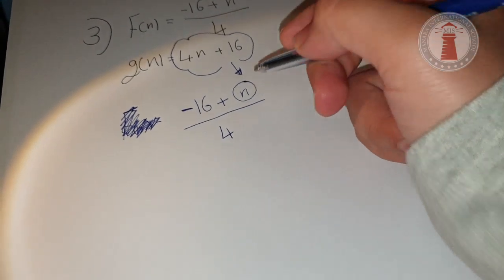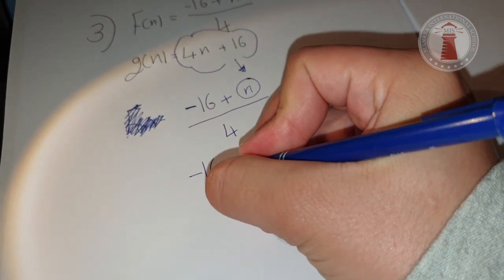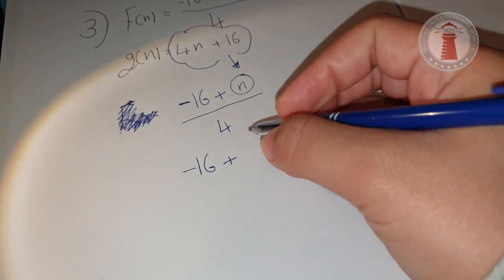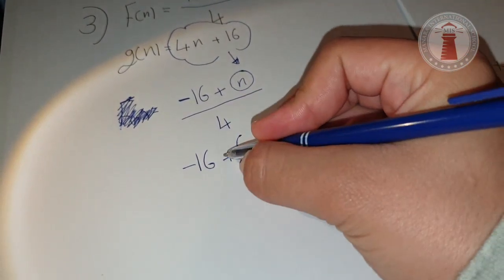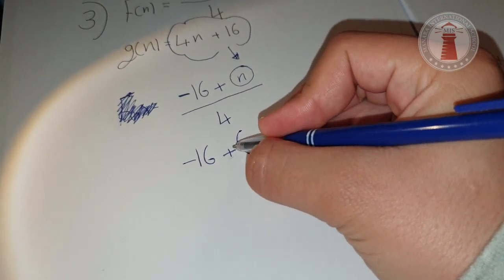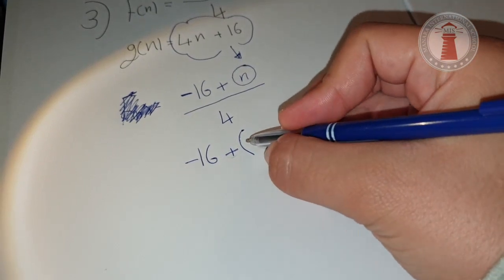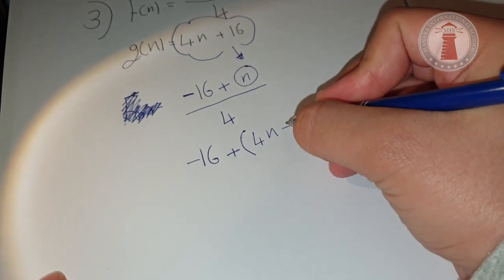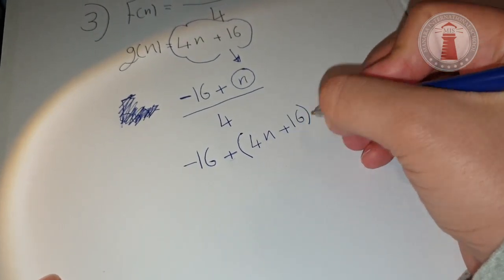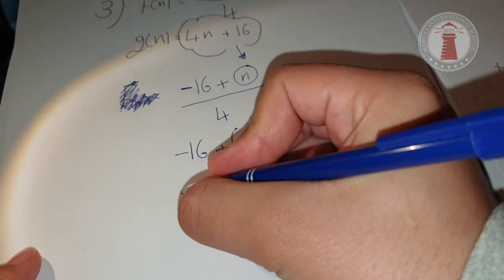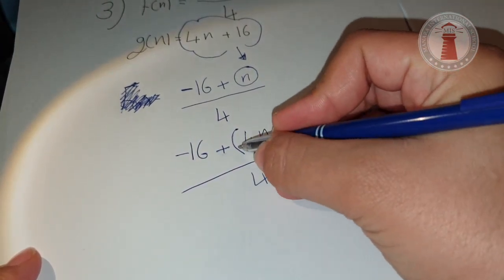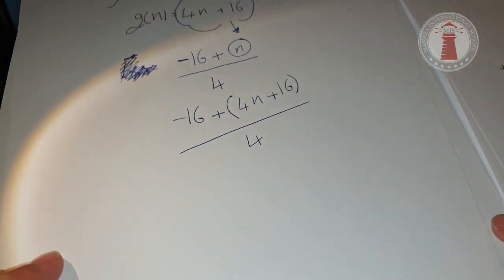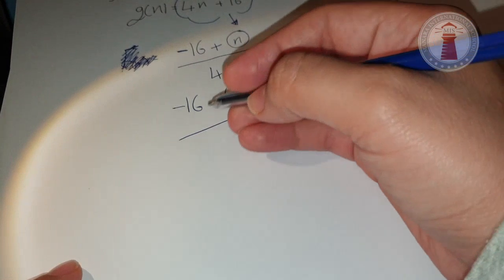Now, here, we're just going to put negative 16 plus, as we said, instead of n, we write the second function, which is, use brackets always, because this might confuse you if there is a negative here. So always use a bracket. This is just to be on the safe side. So it's 4n plus 16 over 4. So here, instead of n, we just put the second function. Now, what does this leave us with? What do we have left here if we solve this?